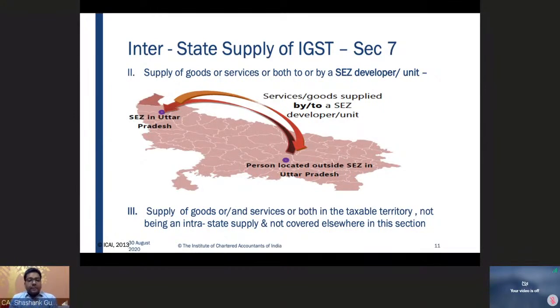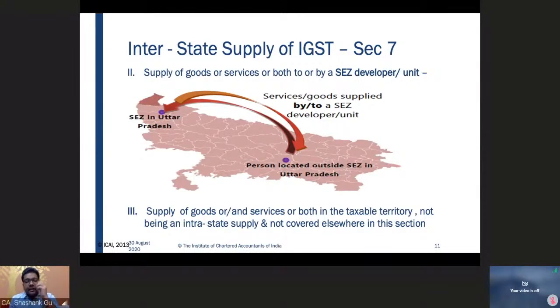Lastly, supply of goods and or services or both in the taxable territory not being an intrastate supply and not covered elsewhere in this section. Very important. When I say that, you will immediately start thinking, this will come in the exam, right? This will come for 2 marks, 5 marks. That is not what I mean when I say it is important. Important meaning important from practical purposes, important from legal purposes. If it comes in exam, very well.